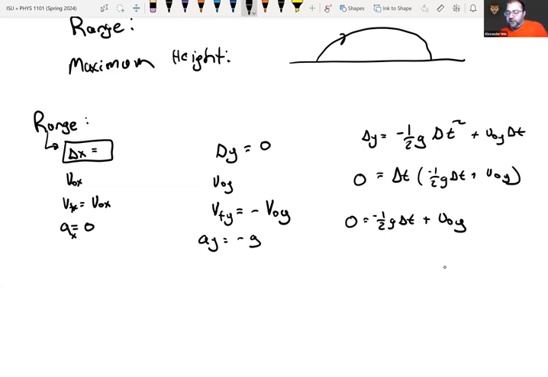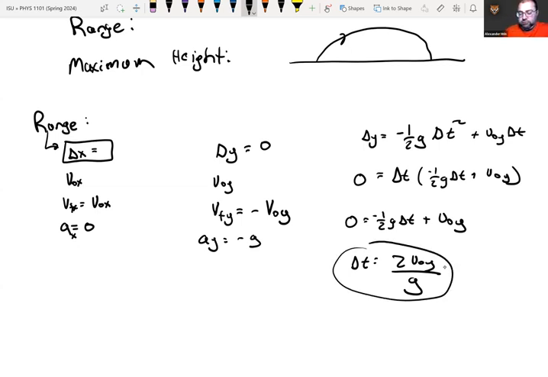Now you can solve for this delta t, and what you end up with is delta t equals 2 v naught y over g. And you can use unit analysis to show that that's accurate. Then what you do is take this delta t, 2 v naught y over g.